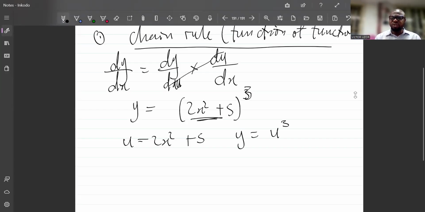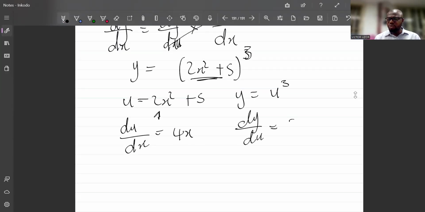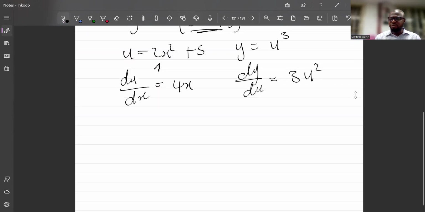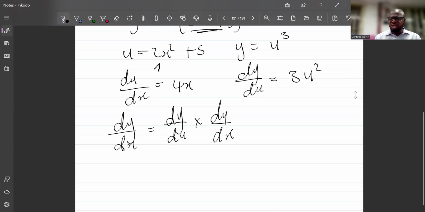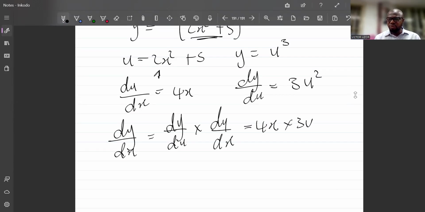So now I'm going to differentiate u with respect to x, which will give us, following our rule, 4x. Then I'll differentiate y with respect to u, which will give us 3u squared. Now that we have our du over dx and dy over du, we can apply our formula. We say dy over dx is equal to dy over du multiplied by du over dx.